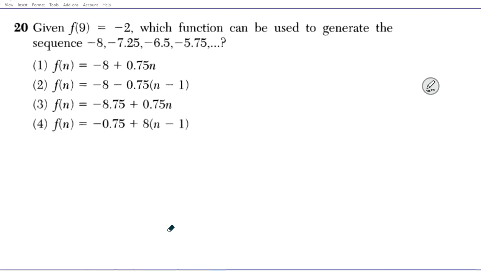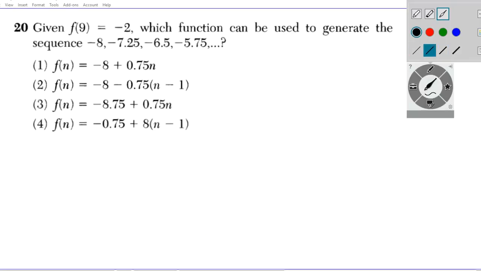Take a look at question 20. It says, given f of 9 is equal to negative 2, which function can be used to generate the sequence negative 8, negative 7.25, negative 6.5, negative 5.75? So from the sequence, we can see that the first term is negative 8. So f of 1 should be equal to negative 8. So which of these options will give us that output? That's the question. So let's test option 1.